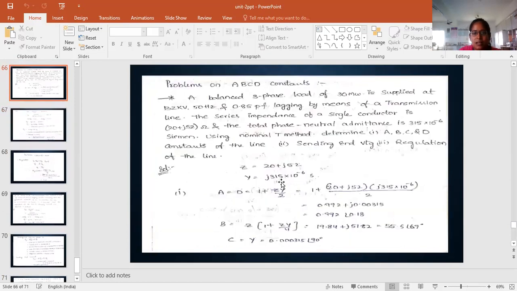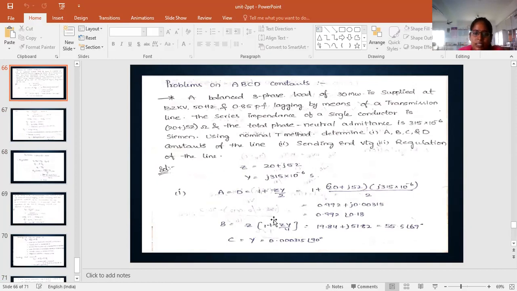Once again I will repeat the problems. This is the first problem. Here in the problem, only Vs and VR terms, the receiving end power and voltage, are given. By using this we can find out the ABCD values. And the second problem, by using the ABCD values we can find out the Vs, Is value. Here also impedance and admittance values are given. By using those values we can find out the ABCD values.